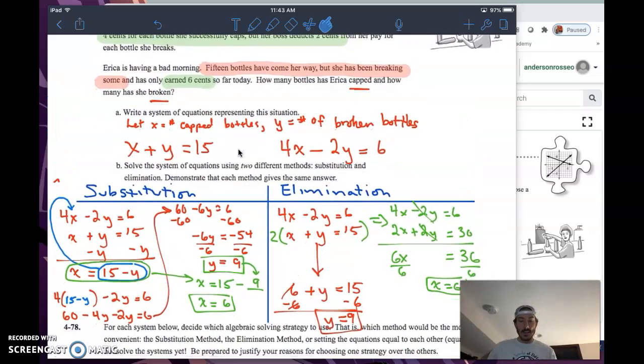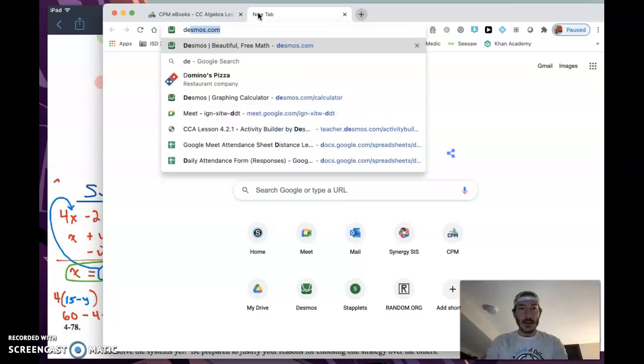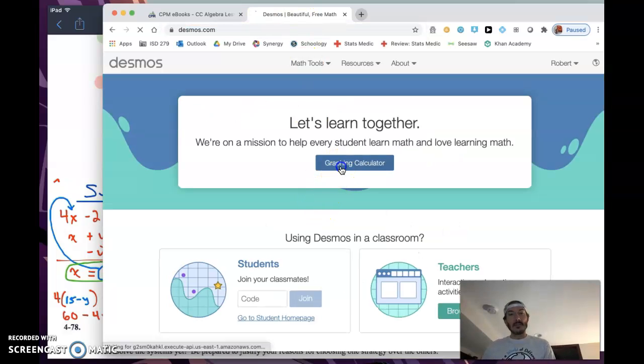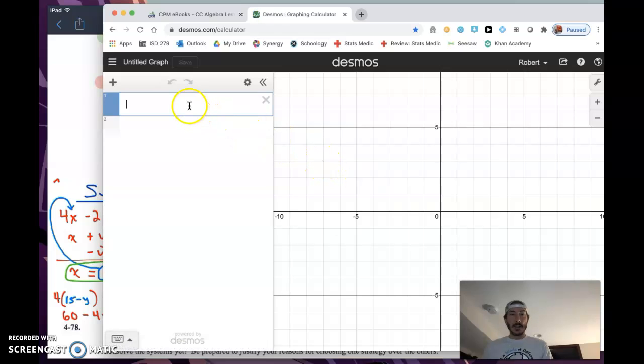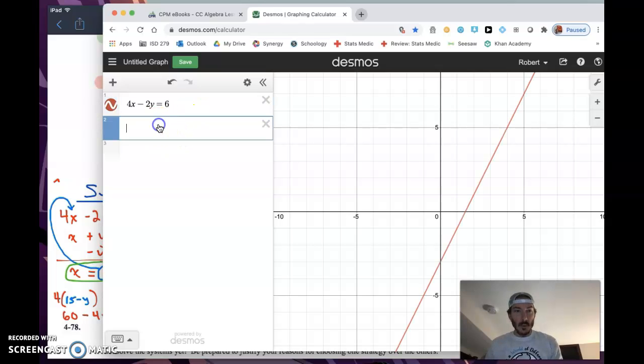But one thing I am going to remind you of, and this is why I wrote my let statements in x and y versus c and b, is the graphing method. Remember, we've got this graphing tool, and that graphing tool is, of course, Desmos.com. Once I have those equations written accurately, I can just go to Desmos and type them in exactly like I see them. 4x minus 2y equals 6. Then my second equation: x plus y equals 15.